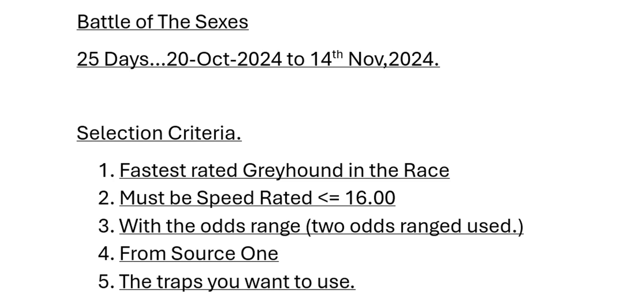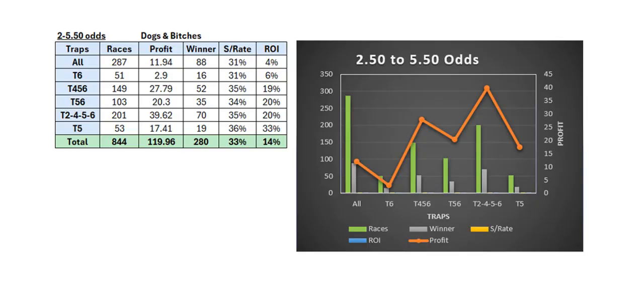Okay, so that's the criteria of how we're going to find our selections, and with that criteria, these are the results that we've managed to obtain over these 25 days. Set of graphs here, we're looking at the odds range between 2 and 5.5. So that's the odds range that the dogs must be at in order for us to be backing them.